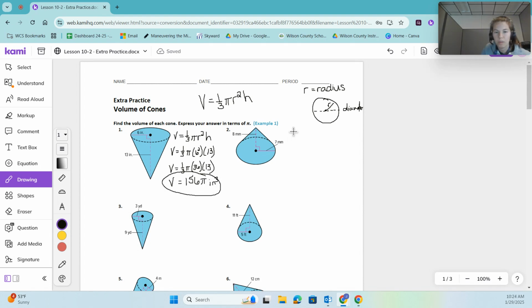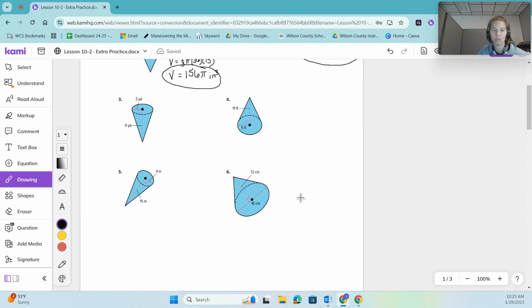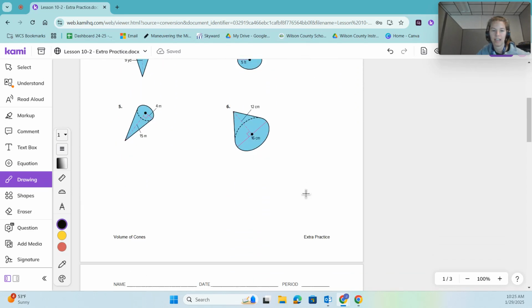All right, we are going to do number 2 together here as well. Same exact formula. Volume equals 1/3 pi times radius, which is 7 squared times 8. Okay, and again, I'm going to just multiply these in my calculator. 1/3 times 7 squared times 8 gives me 130 and 2/3 pi millimeters cubed. So this is my volume here. Several more that you can try on your own like that.